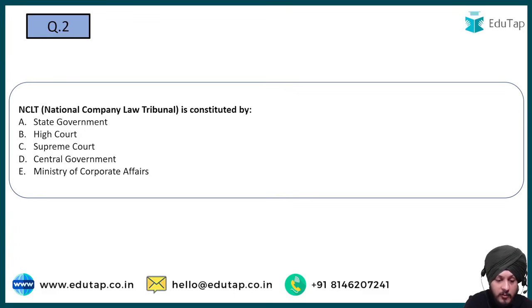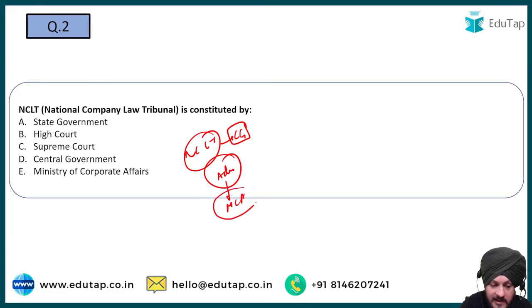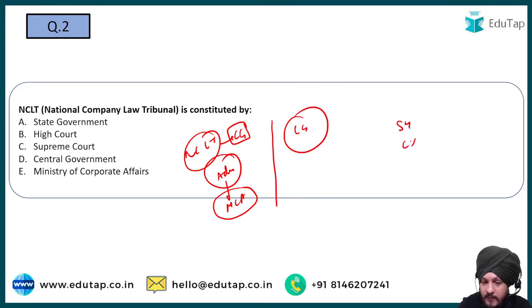So if we talk about NCLT, as per company law, we know it is constituted by the central government, right? Although I would say it functions under the administrative control of the Ministry of Corporate Affairs, the legal authority to constitute this NCLT rests with the central government. Not with the state government, not with the courts, not with any other body. You have to remember central government only. So D is going to be the correct answer to this question.